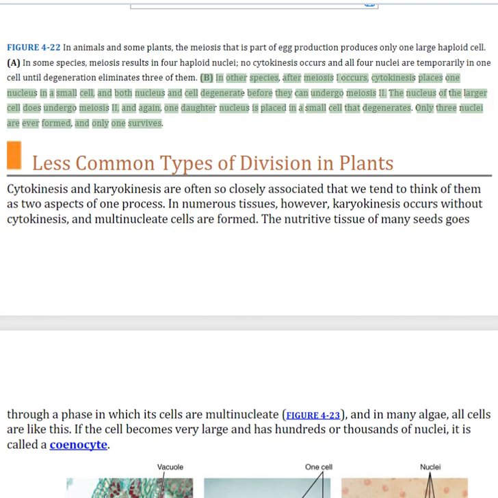In other species, after meiosis 1 occurs, cytokinesis places one nucleus in a small cell, and both nucleus and cell degenerate before they can undergo meiosis 2. The nucleus of the larger cell does undergo meiosis 2, and again, one daughter nucleus is placed in a small cell that degenerates. Only 3 nuclei are ever formed, and only one survives.